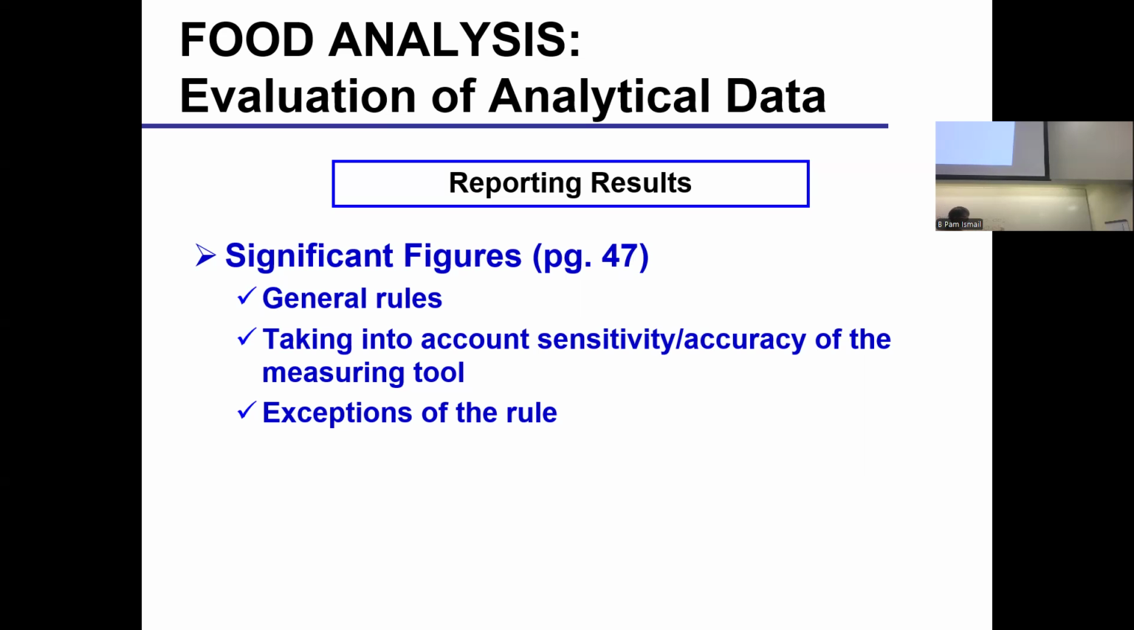I cannot make up numbers here. I'm not certain of these numbers. So that's why whatever this value is, it's a weight, let's say, it's coming from a balance that only read through the first decimal. So I cannot make up numbers. So I have to report to the least significant figures.